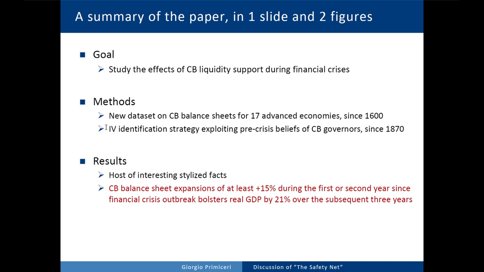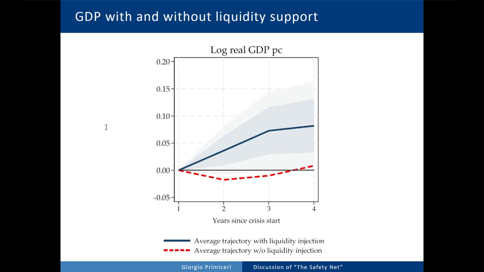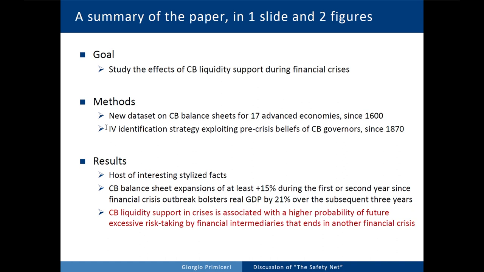I said one slide and two figures. I'll show you the first figure. This is the second figure, which I will use later on for a little exercise. This shows the difference between log real GDP in countries in which the central bank intervenes during a financial crisis and countries where the central bank does not intervene. But the second result is about long-term negative consequences of central bank liquidity support. And they show that central bank liquidity support in the current crisis makes the next crisis more likely. This is exactly what we would probably expect, right? This moral hazard concern implies this.